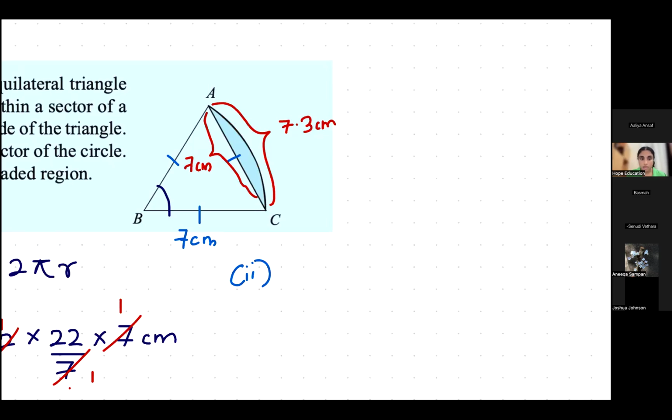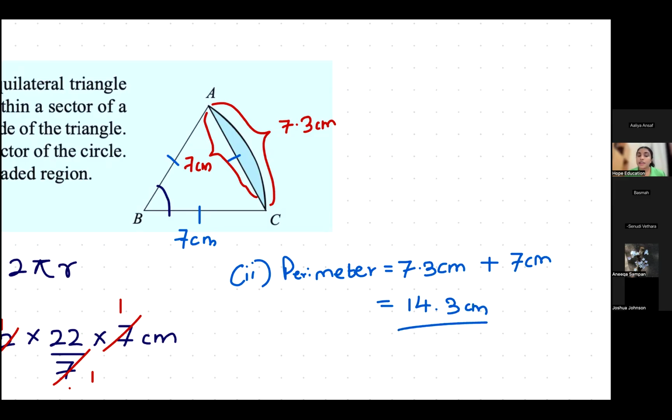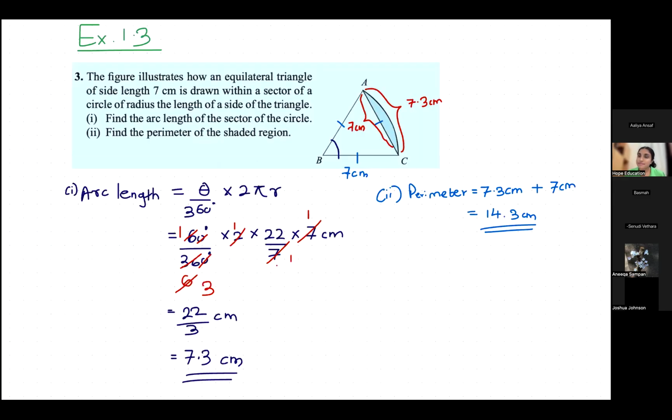One second, Sandaru, I will reply. Then we have to find the perimeter like this. Perimeter equals 7.3 centimeters plus 7 centimeters. Those are all the lines that there are, right? Then 7.3 plus 7 would be 14.3 centimeters. Did you all get this answer? Give me a thumbs up if you did, or if you understood. It's fine even if you didn't understand. Give me a thumbs up.